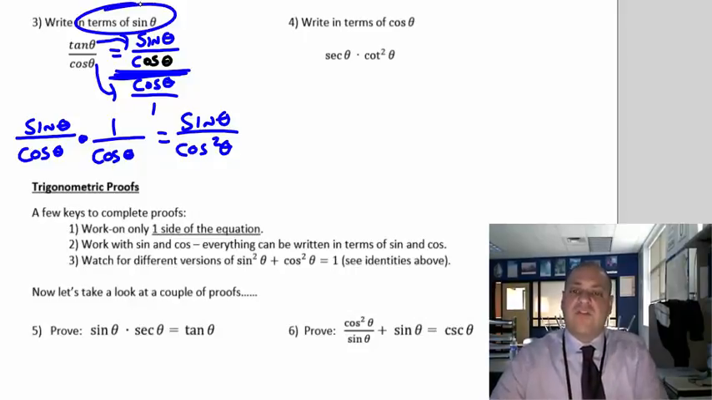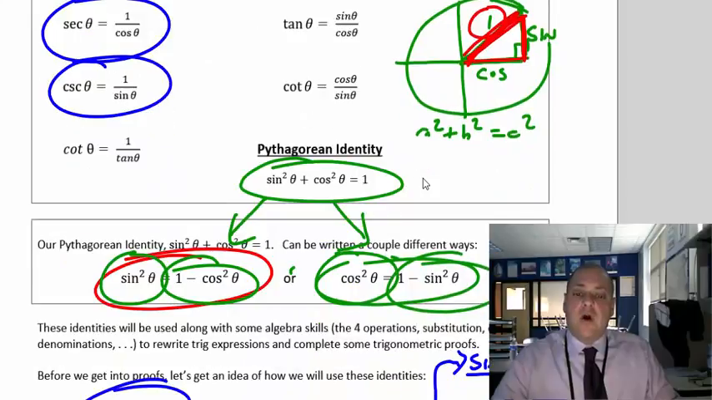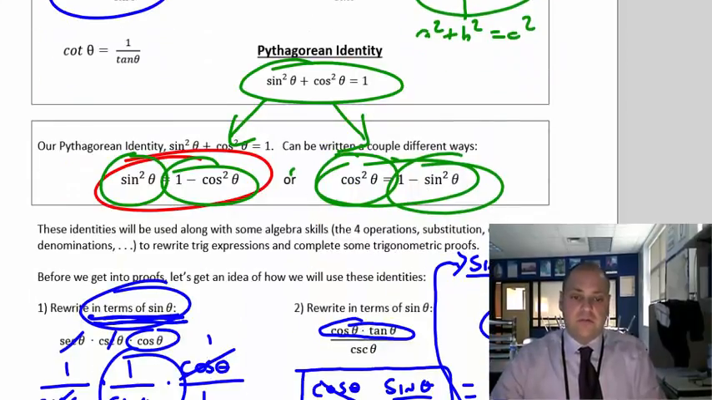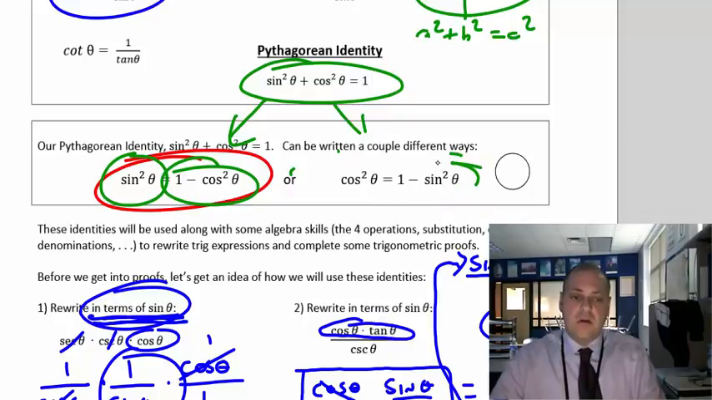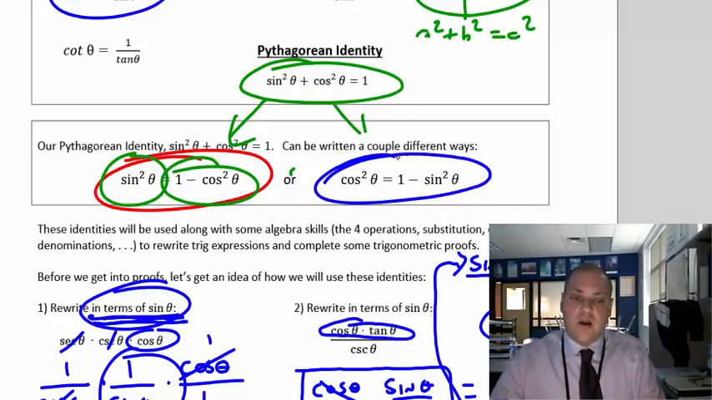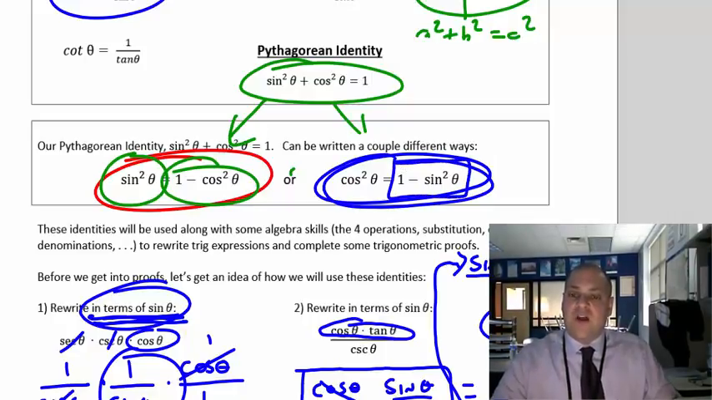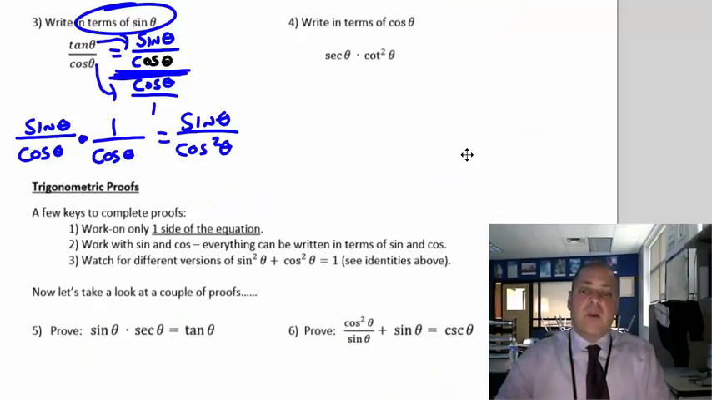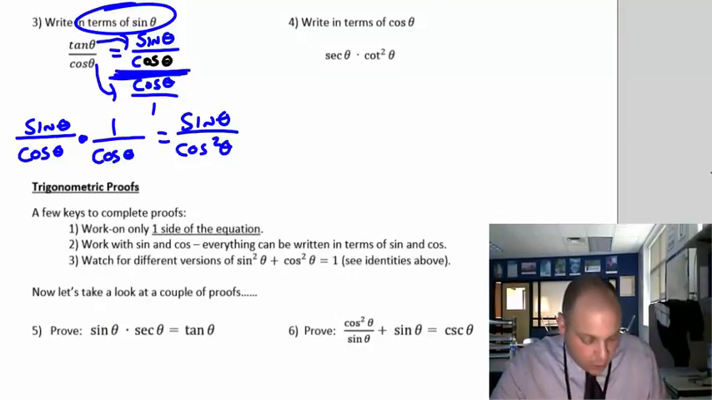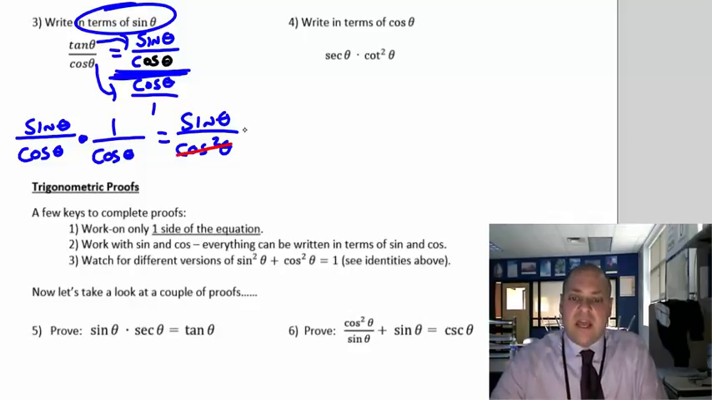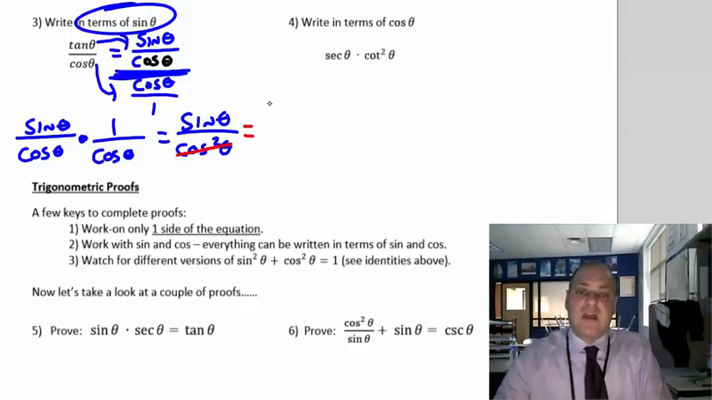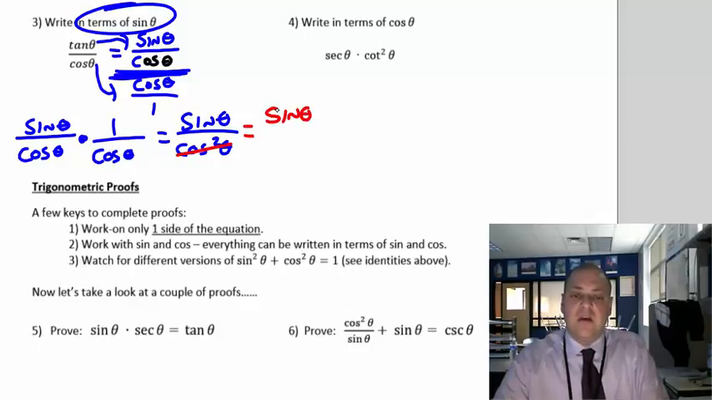Now, what am I trying to do? I'm trying to write in terms of sine. Well, I got to get this cosine squared out of here. Guess what we learned, though? We learned that cosine squared is equal to 1 minus sine squared. So if I want to have it in terms of sine, I got to take out cosine squared and replace it with 1 minus sine squared. So this is going to be sine over 1 minus sine squared.